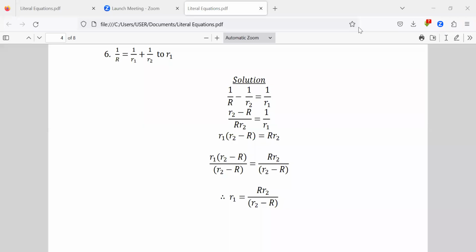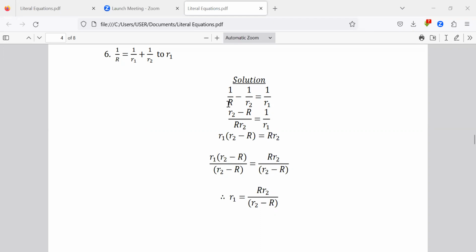We continue with our lectures on change of subject or literal equations. So we have this expression and want to make R sub 1 the subject. So we write it down. There are so many ways of tackling this. You can pick the LCM of all these three fractions.